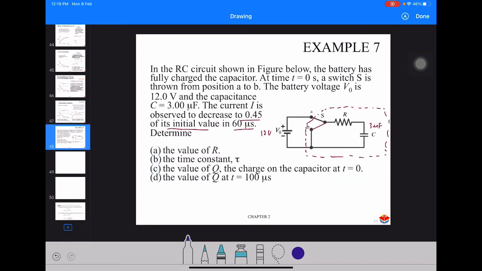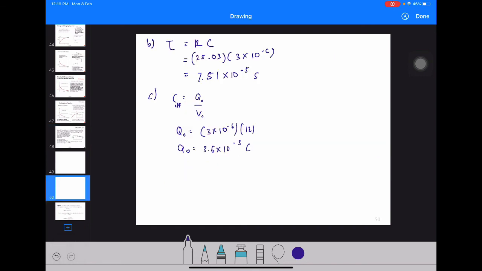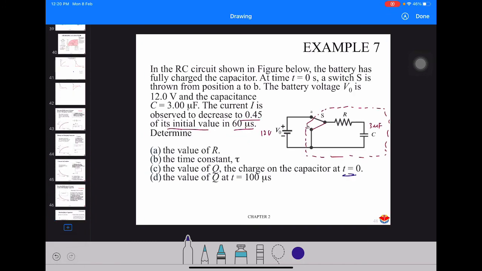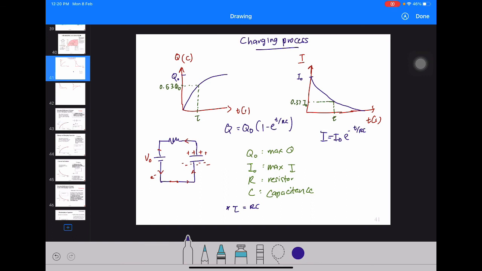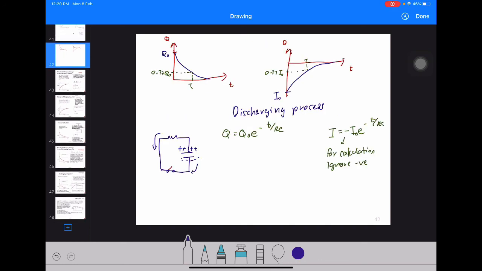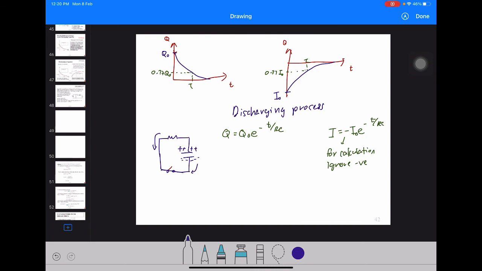And then the last question, this one they just want to state when t is equal to 0, which we already know based on our graph. Okay, the value of Q at t equals 100 microsecond. So the last one, when t is equal to 100 microsecond. Looking back to our lecture notes, for discharging, we have to use this equation: Q equals Q0 exponent negative t over RC. The only time that you have 1 minus exponent is when you have a charging process for charge. Even for current, you don't have that one. Only for charge.